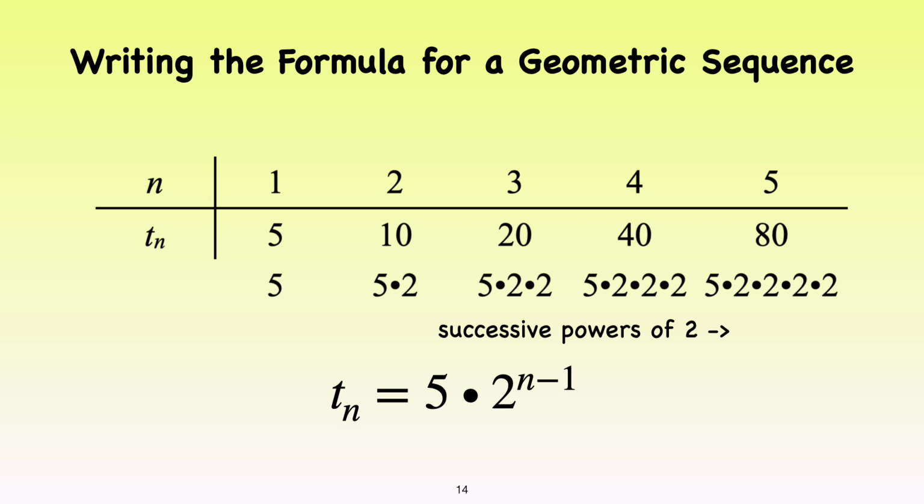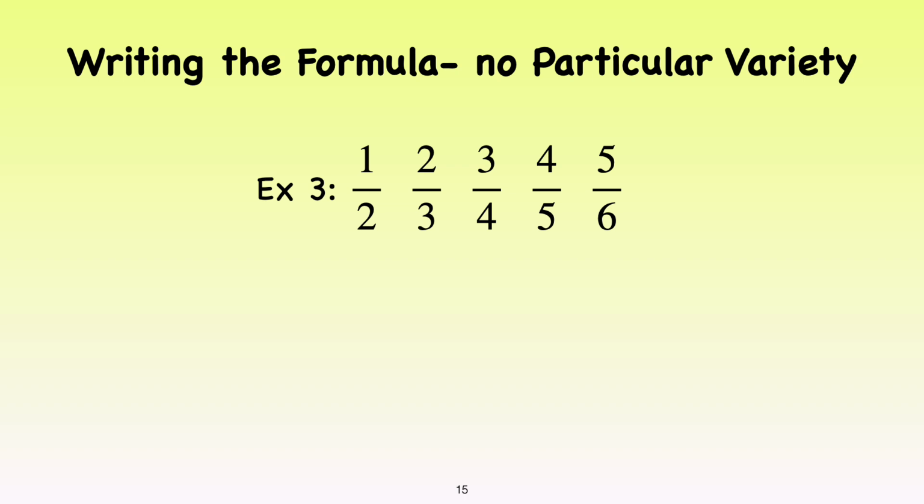The first term goes here in your formula, and the ratio goes there. We'll talk more about these formulas in successive lessons. Here's example 3. We just need to find some terms of the sequence. It is neither an arithmetic or a geometric sequence. Can you write a formula for it?